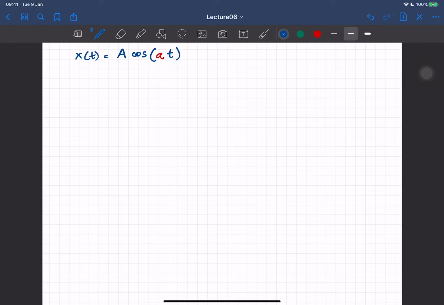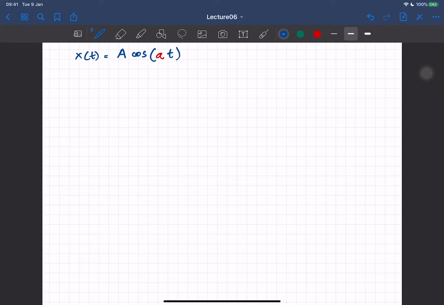So a quick question here: why do we use cosine instead of sine? No particular reason, you can also use sine. It works equally well. I'm just choosing this one because I think mathematically and visually it's easier to understand. But you can repeat everything using sine. There's nothing special about cosine. All right, that should answer your question, hopefully.